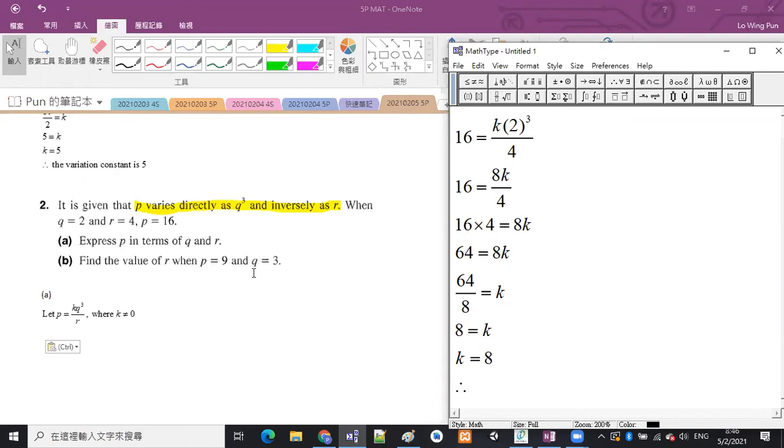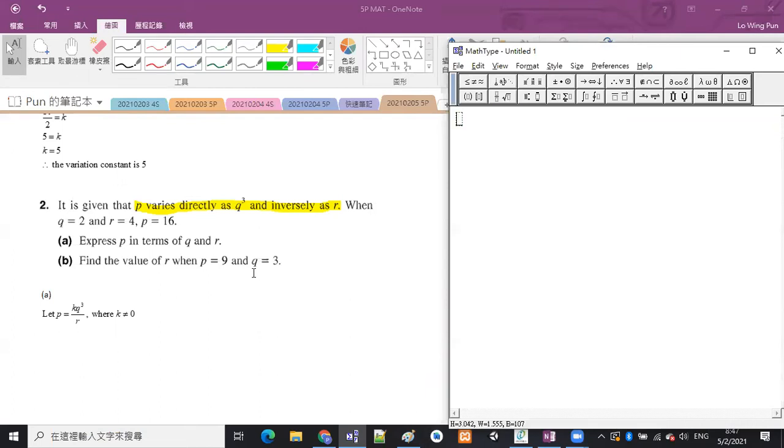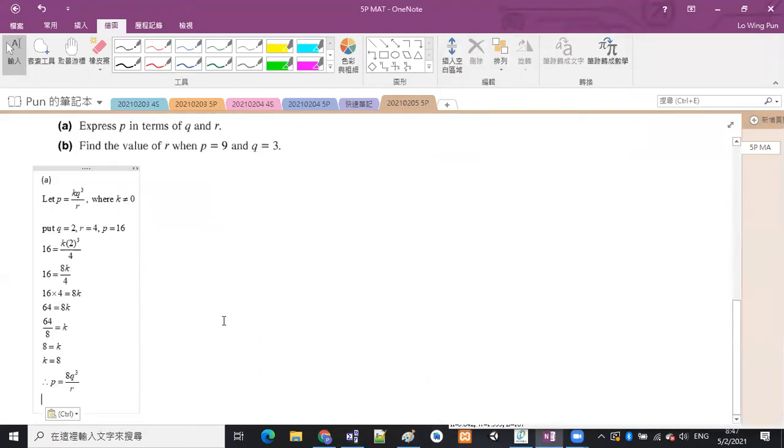So we have found the value of k, and then we can write down the complete information of the equation. So P is equal to 8q to the power 3 over r. And that is the answer of part A.